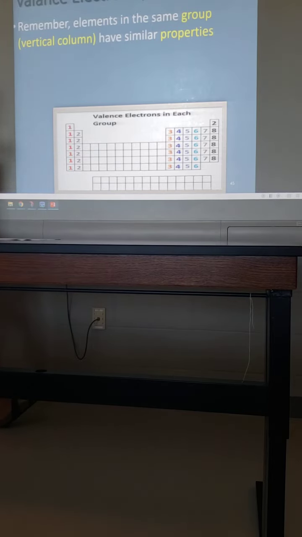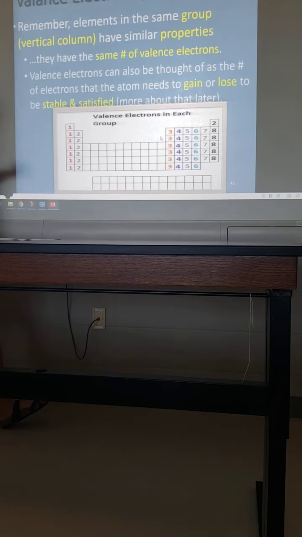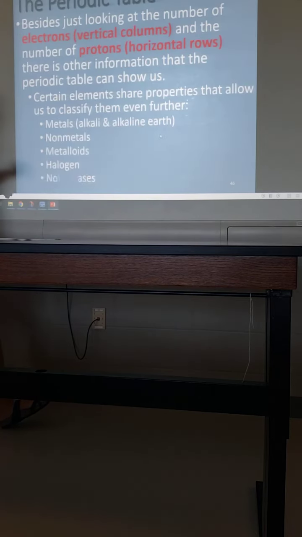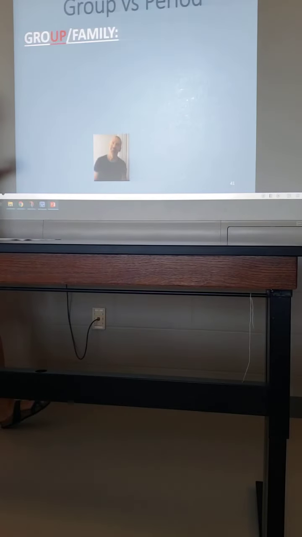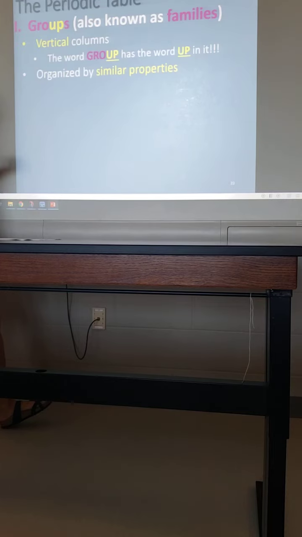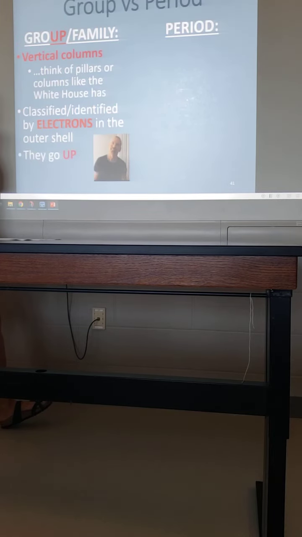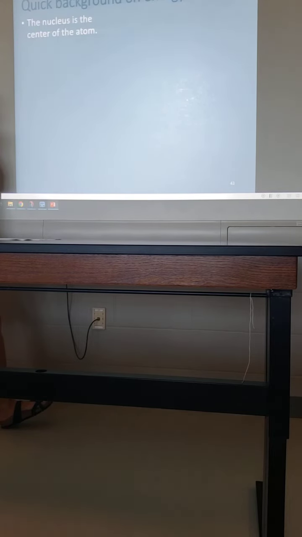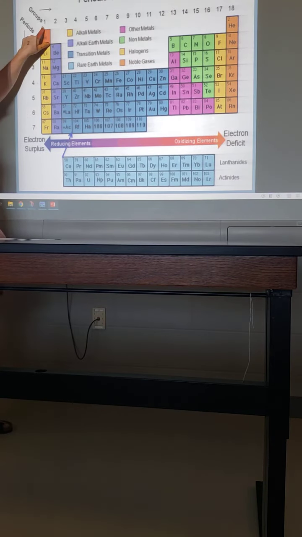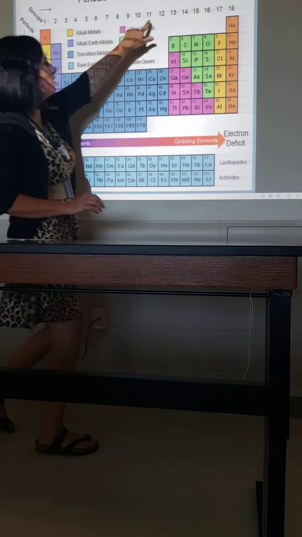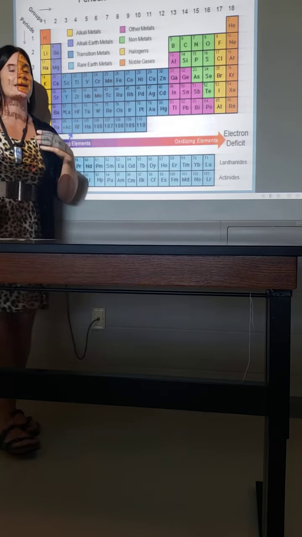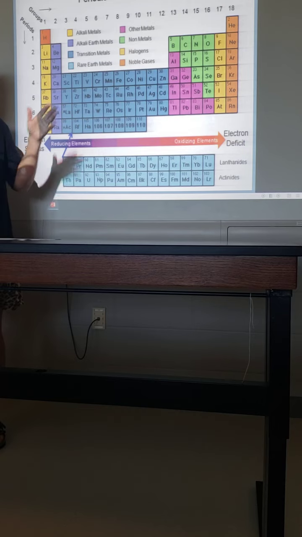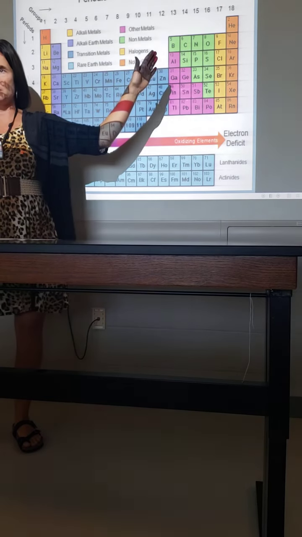Here's something that I want to point out too. If you look up here, you have 1, 2, 3, 4, 5, all the way to 18. You have to include these transition metals when you are counting the overall groups, because there's 18 total columns, okay?